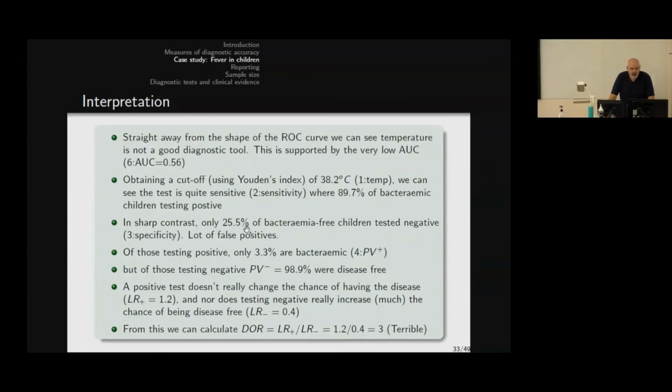So in sharp contrast, only 0.5% of bacteria-free children tested negative. So in other words, the specificity was terrible, and it was lots of false positives that caused that. Of those that tested positive, only 3.3% actually had the disease, but of those tested negative, about 99% were disease-free. Okay, and we can see that a positive test doesn't change our confidence in you having the disease or not. All right, the diagnostic odds ratio was 3, and that's the technical term, it's terrible.